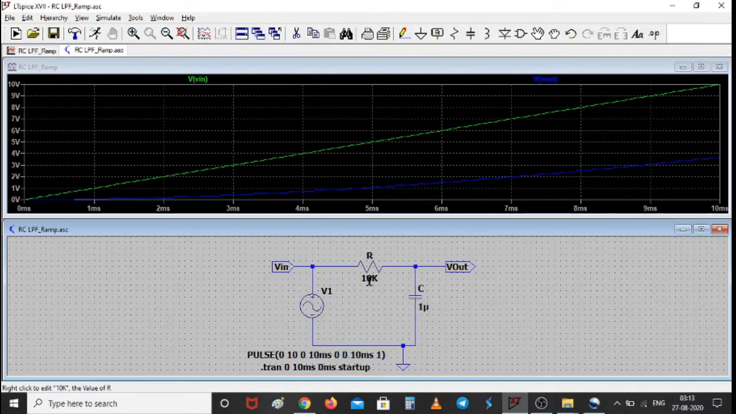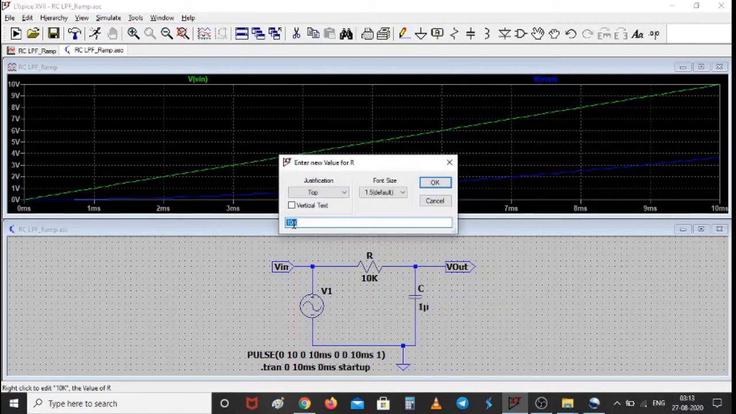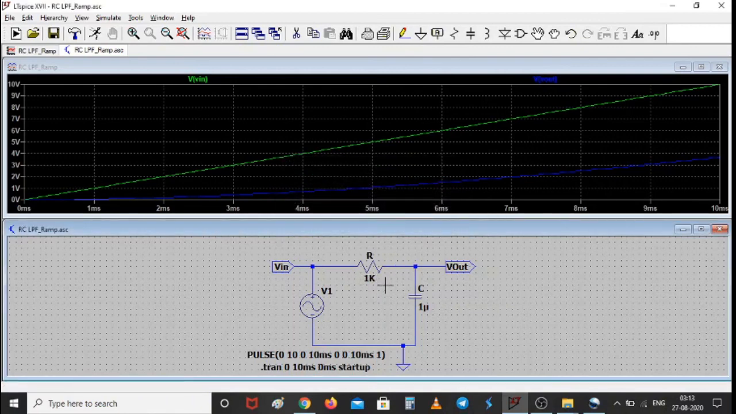When I further reduce my RC by changing my R from 10K to 1K, now my RC is 1 millisecond, so that it is much less than capital T. Now when you observe your output by running one time, your output is almost equivalent to your input, except that there is a difference. The difference is alpha tau, where alpha is 1 and tau is 1 millisecond.